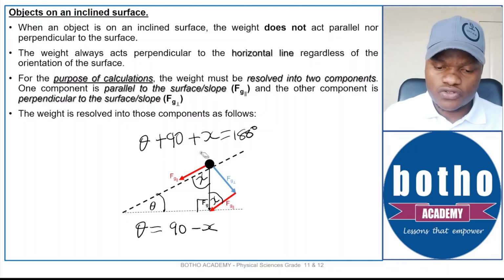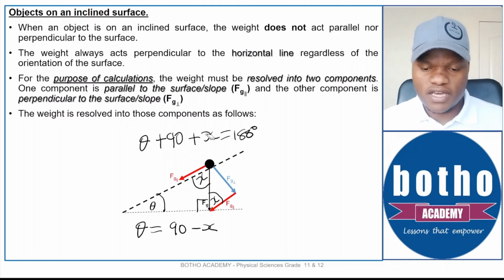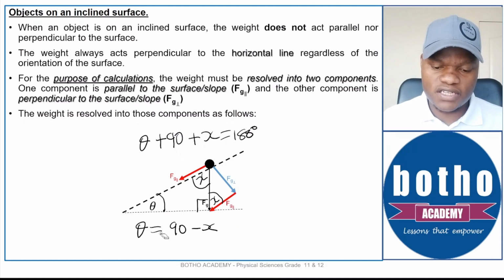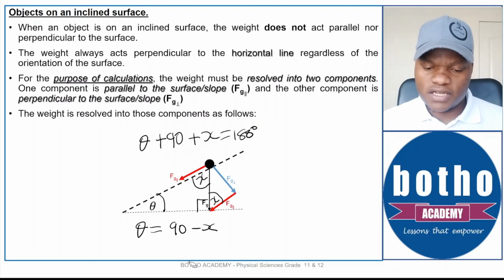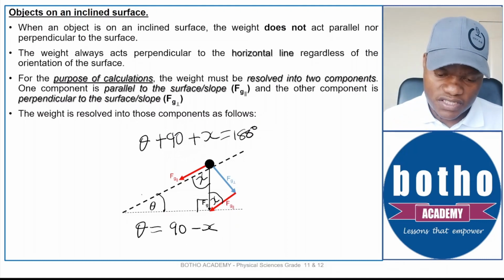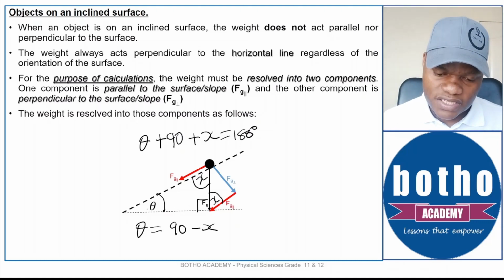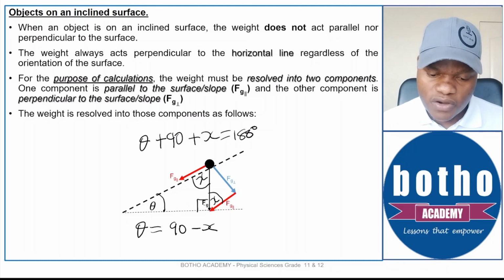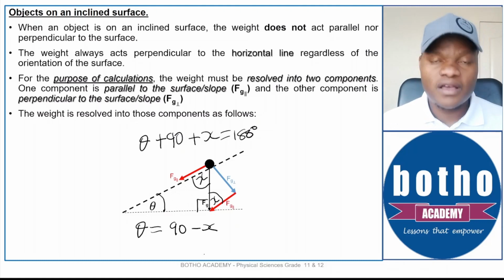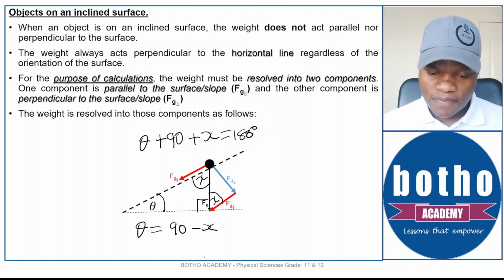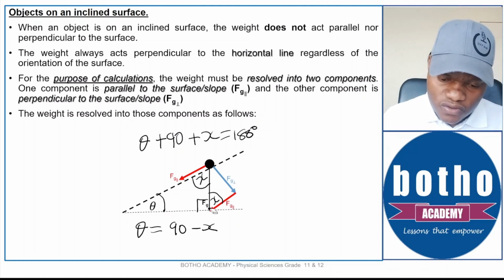If you solve that over there, because you transpose that 90 and the x to the other side, you're going to find that theta is equal to 90 minus x. I want you to remember that this theta here is equal to 90 minus x. The reason is because these two angles, theta plus x, must give us 90, so that when they combine with the 90 over here, they must give us 180. Now that is if you're focusing on this triangle.